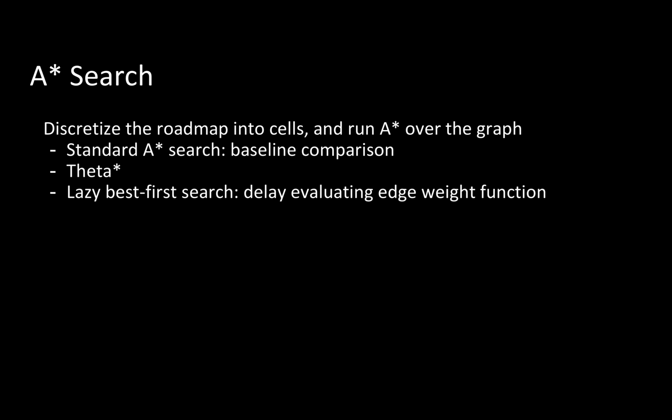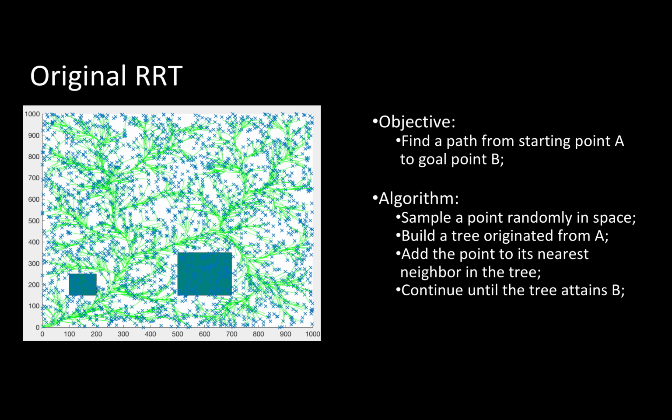So I don't need to remind you what A star is. Basically, we use the standard A star search as the baseline comparison. We also apply the theta star. Lastly, we use the lazy best first search. The essence of this algorithm is basically to minimize the time that we evaluate the edge weight function, considering that this step is very expensive.